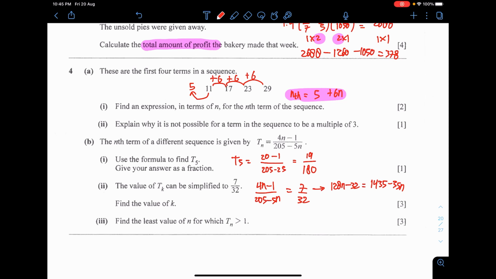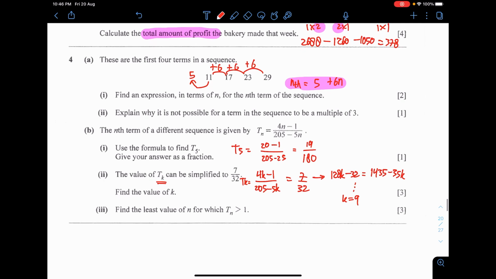Oh, I forgot one little detail. They actually mentioned T of K. If you write T of 5, then you put n equals 5, right? Since they mentioned T of K, by right, we need to put K here instead of n. Small detail, but I think it's quite crucial to understand the question. Just solve this, you'll get k equals 9.